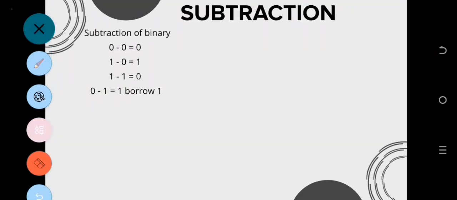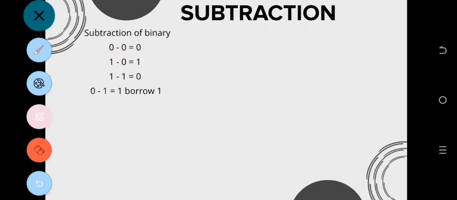Now that we are finished with addition, let's do subtraction next. In the same way, we will have to follow a rule. 0 minus 0 is equal to 0. 1 minus 0 is equal to 1. 1 minus 1 is equal to 0. And 0 minus 1 is 1, borrow 1.